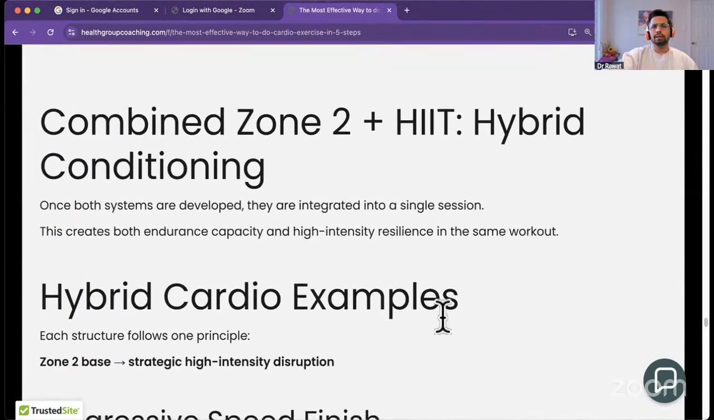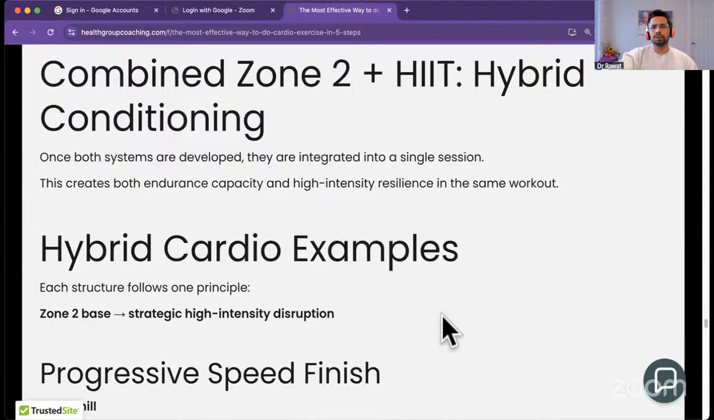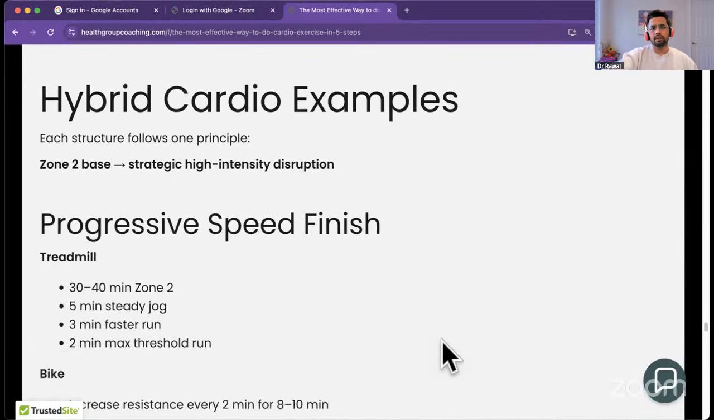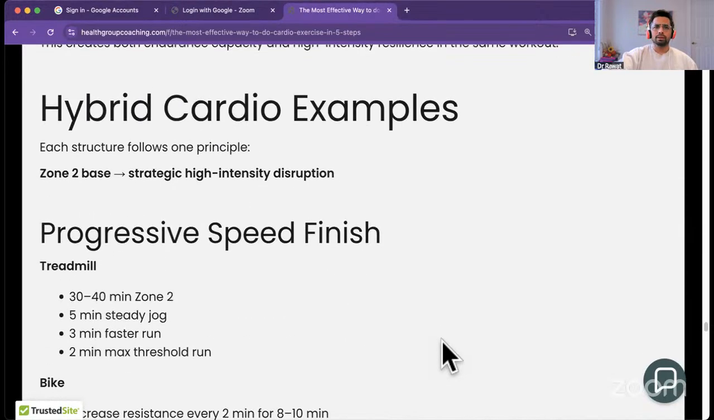And so what you should do is combine your steady state cardio with high intensity, and that's called hybrid conditioning. There are a few ways of doing this. For example, today I was doing the elliptical for 10 minutes. In the last 30 seconds of that elliptical, I could just do the elliptical as fast as I can.